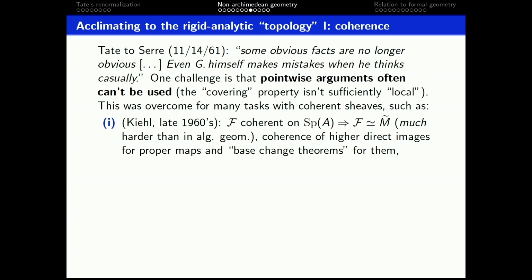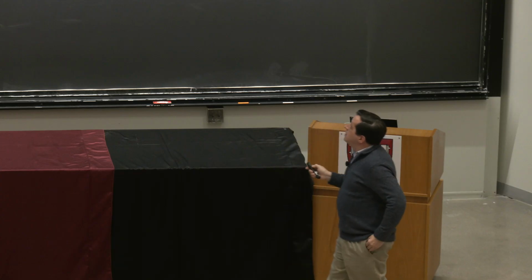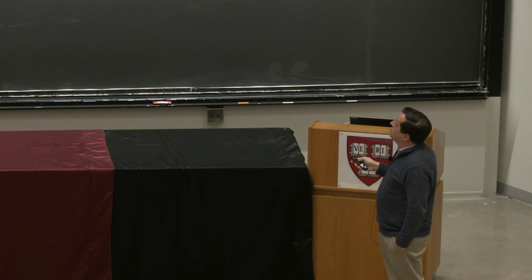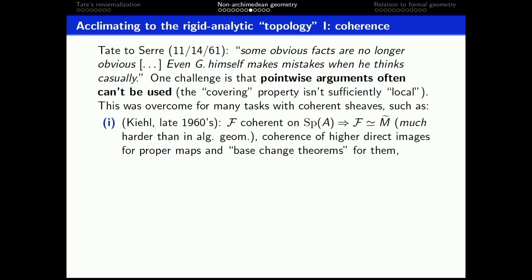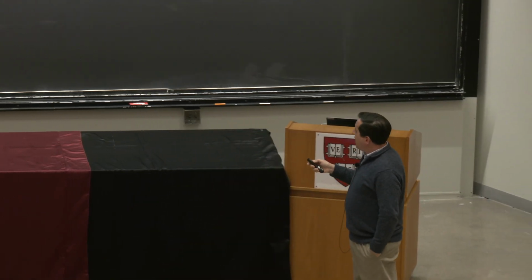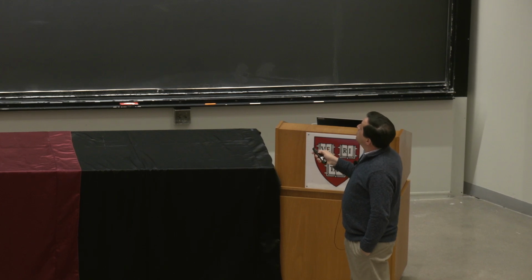So for example, I mentioned on a previous slide that attached to every module, you had a corresponding coherent sheaf. The converse result, that coherent sheaves necessarily come from modules, is much, much, much harder to prove than in the context of usual algebraic geometry. Kiehl was able to overcome this, and then he was also able to prove a variety of other desirable theorems about coherent sheaves, despite the inability to use pointwise arguments. The proof of the GAGA theorem over the complex numbers also, in a few places, makes use of pointwise arguments, so you have to be a little more careful. But if you are, then you can adapt the proof of GAGA as well.